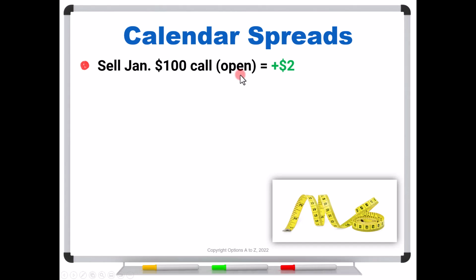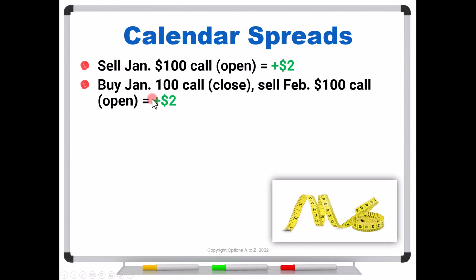It's a short position. We either have to let this expire worthless or buy it back at some time. And if we buy it back, we're going to subtract it from this credit. So let's say that at a later time, we buy this January $100 call to close, but we sell the February 100 call to open, and we also collect another $2.